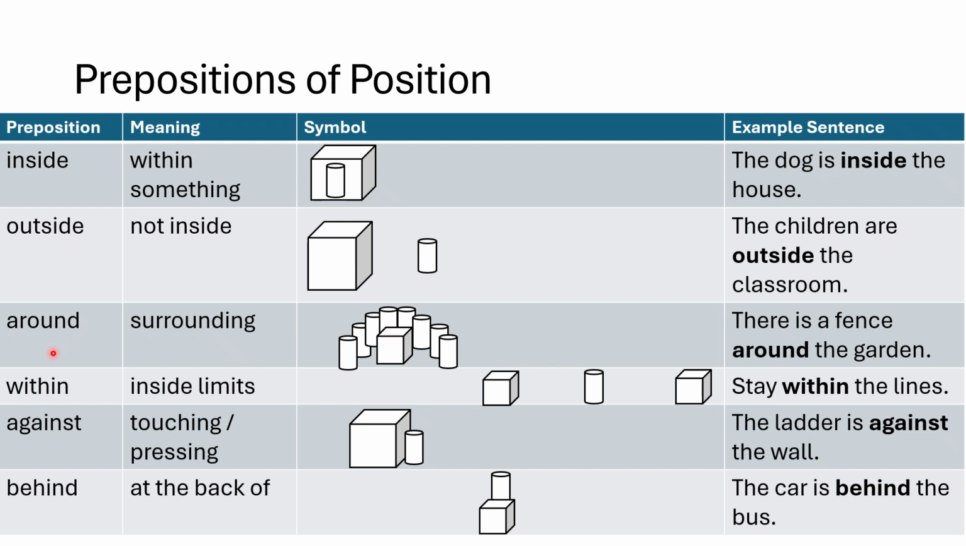The preposition around means surrounding. This symbol illustrates the cylinders around the box. Listen to the example sentence. There is a fence around the garden.